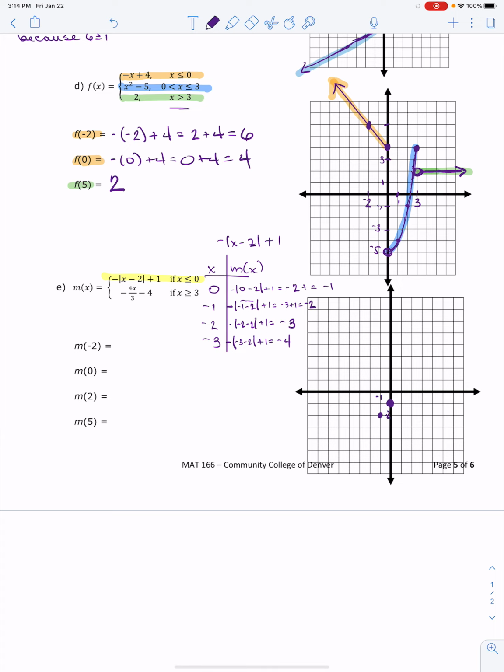Let's go and label. At negative 2, I had negative 3. And at negative 3, I had negative 4. So this is the x less than or equal to 0 part of our graph, including that closed circle.